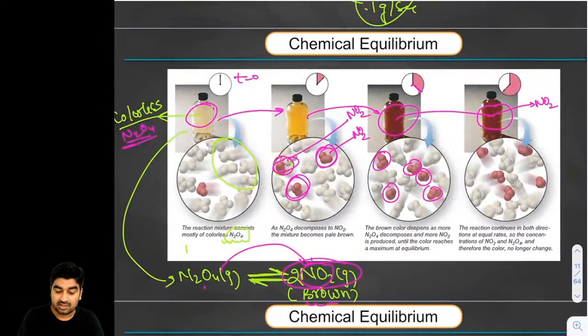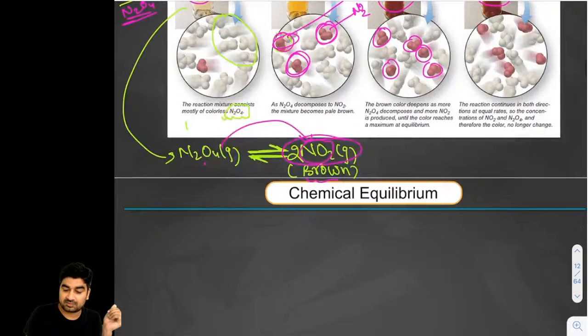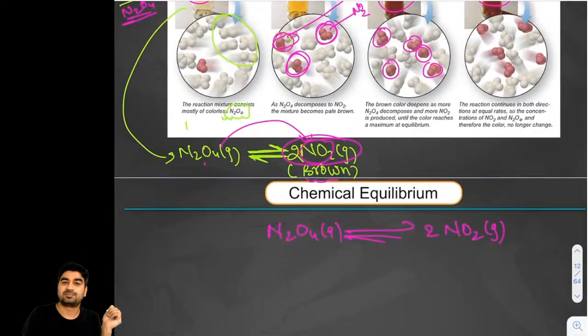As here you can see, as time is proceeding, color is becoming darker, darker, and more dark. But a stage will reach when this color will become fixed. It will not go to the darker side. Why? Because at this point the rate of formation of N2O4 gas becomes equal to the rate of its dissociation. I hope guys you got it.